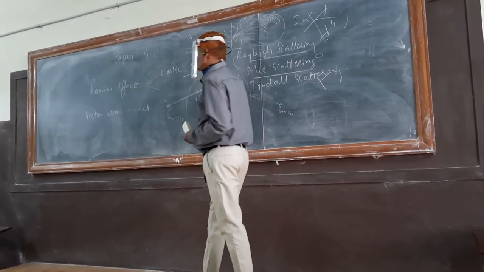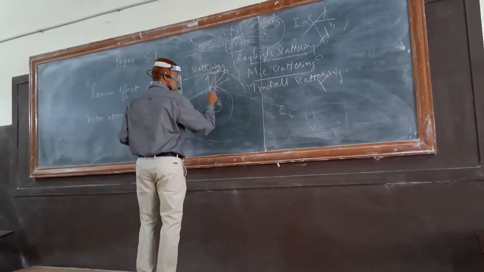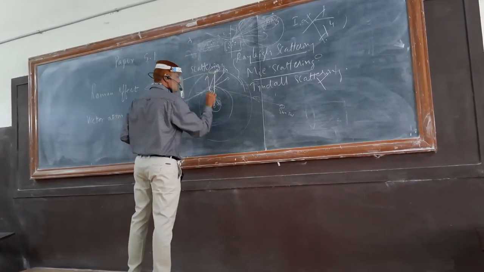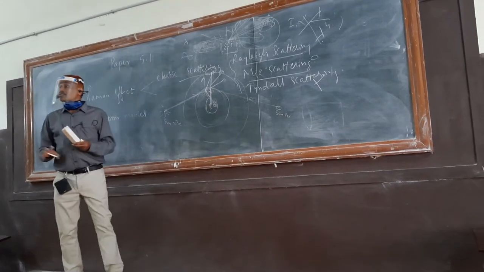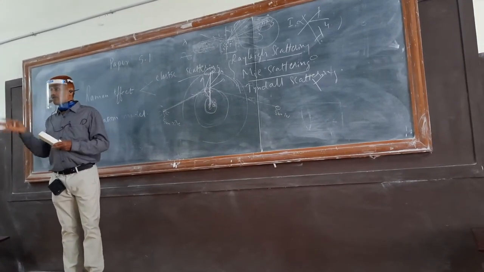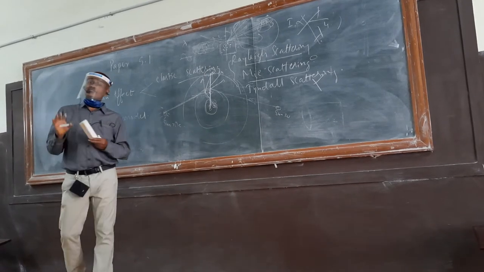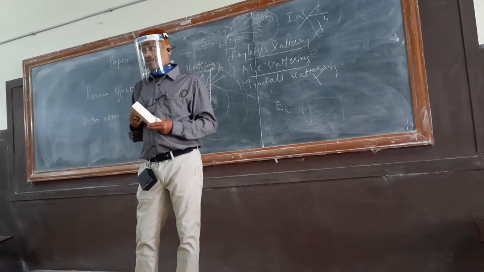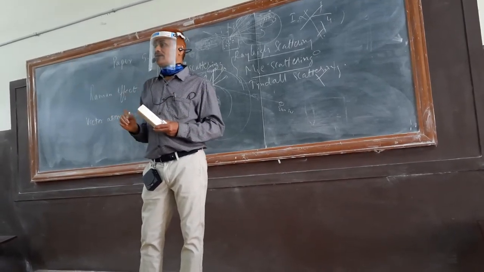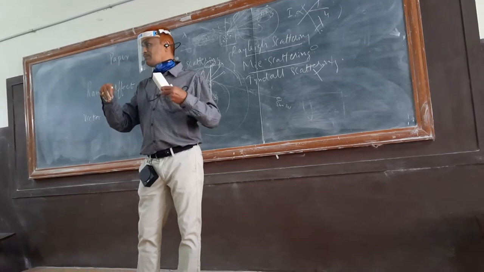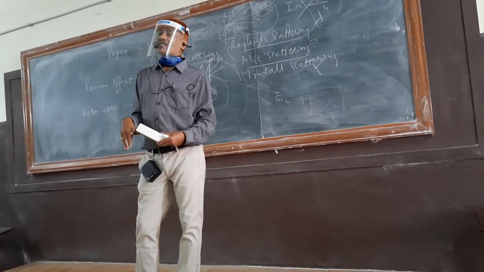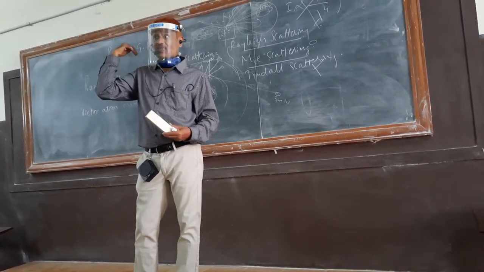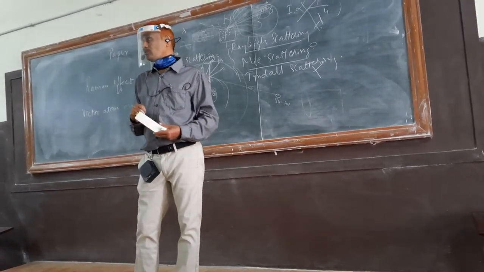At 12 noon, the sun is on our head. It is normally incident. When there is normal incidence, the scattering is less. For that reason, when you look at the sun, you see it white, because all the colors sent by the sun, we are receiving them. And for that reason, the sun appears white in color at 12 noon.